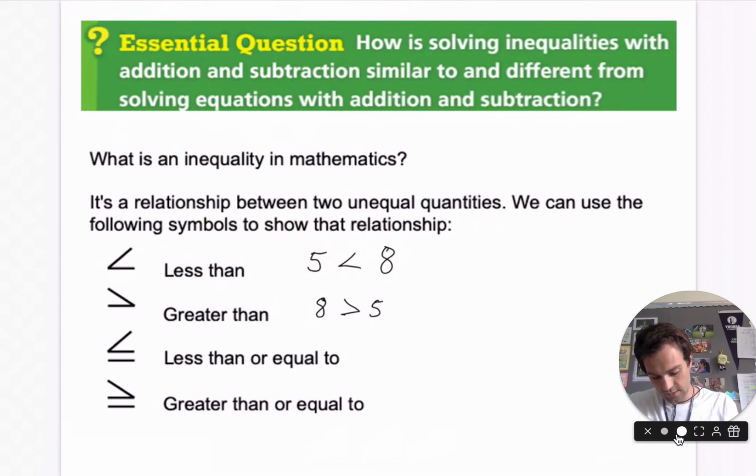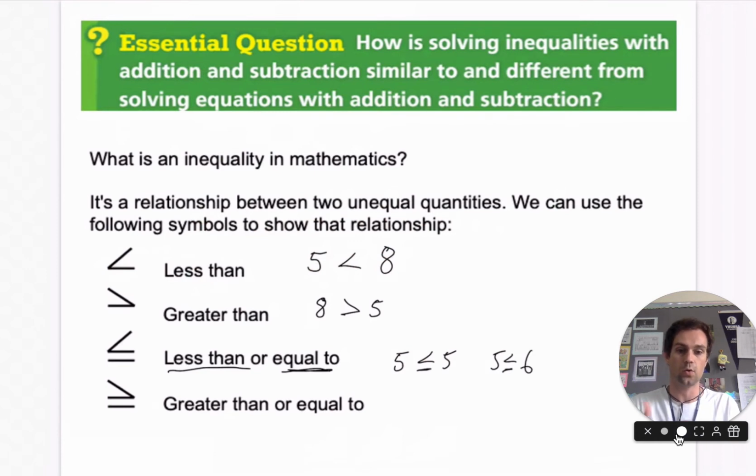These values down here, or this inequality down here, is less than or equal to. So it's the exact same. 5 is less than or equal to, meaning it could be smaller than it, or it could be equal to it. It could be 5. That's true. It could also be 5 is less than or equal to 6. That is also true. Okay, so it is saying it could be equal to it or smaller than it. And the other one, you could think of this as 8 is greater than or equal to 5. That is true. It could also be 8 is greater than or equal to 8.